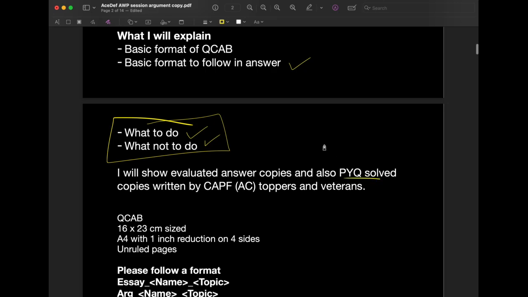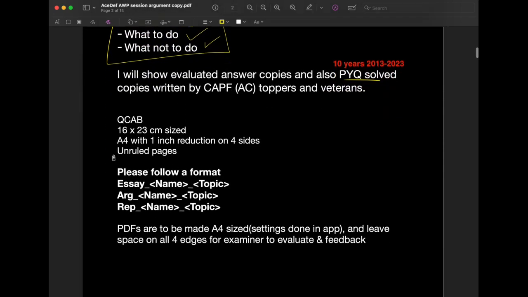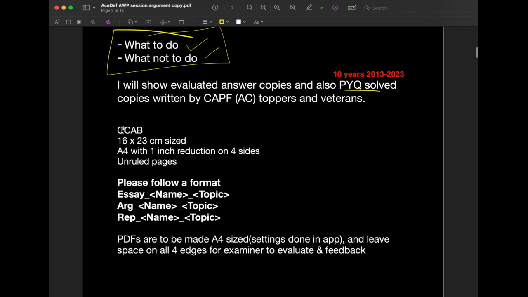The PDF of PYQs of the past 10 years, from 2013 to 2023, is already available. Everything is available on the Telegram channel as a free PDF. You can download it. It's around 250 pages, but it is a good one. Now, QCAB. This is the question cum answer booklet.